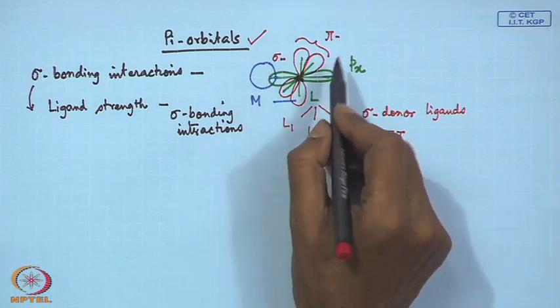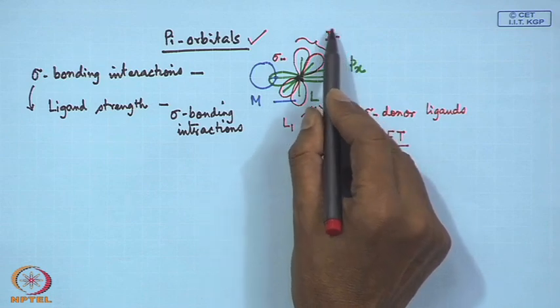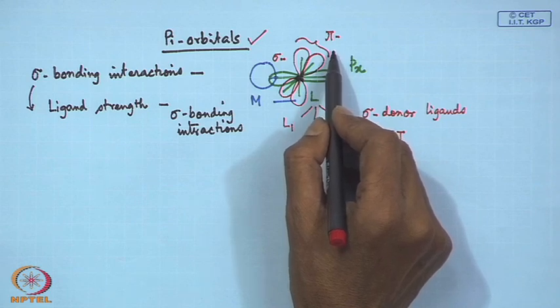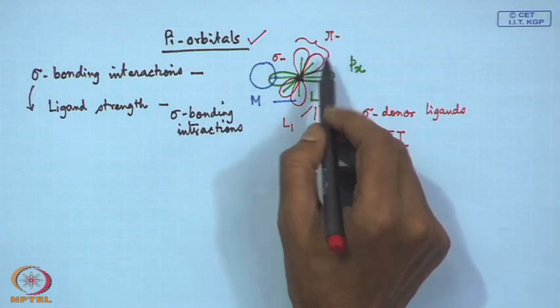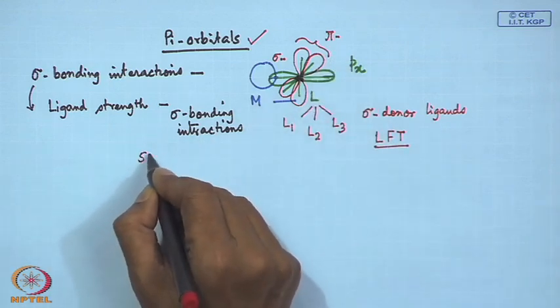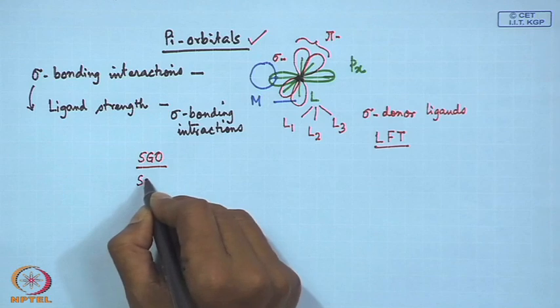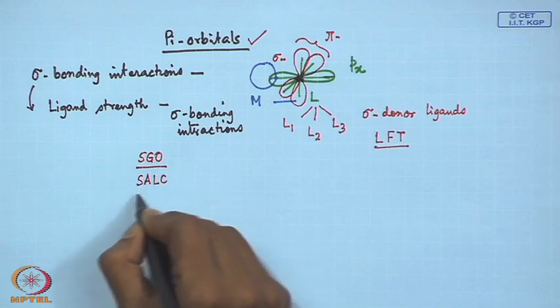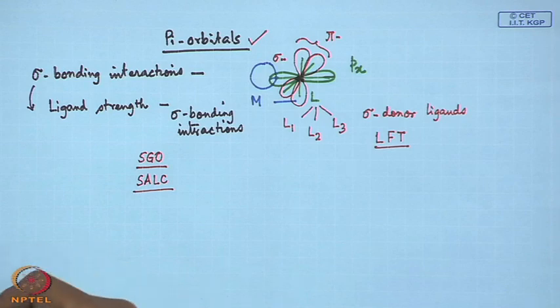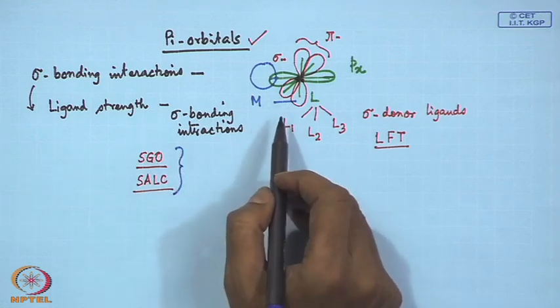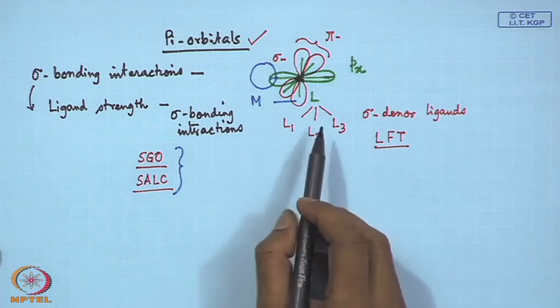In today's class we will see how these orbitals can be chosen, and from the group theoretical treatment related to the reducible and irreducible representations for these orbitals, we will find out how to get the corresponding symmetry group orbitals for pi interactions, or rather the symmetry adapted linear combinations. So, symmetry group orbitals and symmetry adapted linear combinations are useful when we talk about pi interactions.